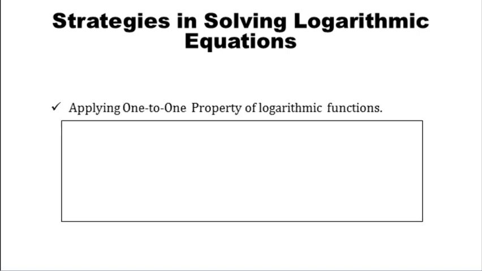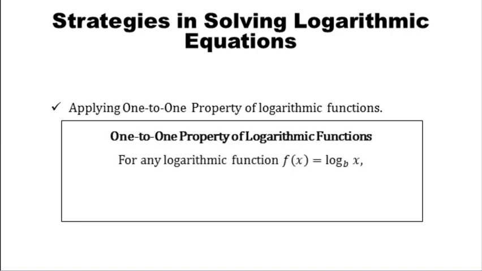Another strategy is to apply one-to-one property of logarithmic function, which says that for any logarithmic function, f of x is equal to logarithm base b of x, if logarithm base b of u is equal to logarithm base b of v, then u is equal to v.